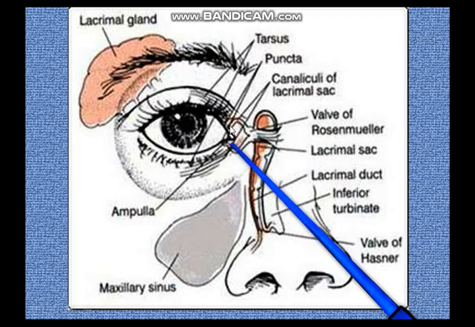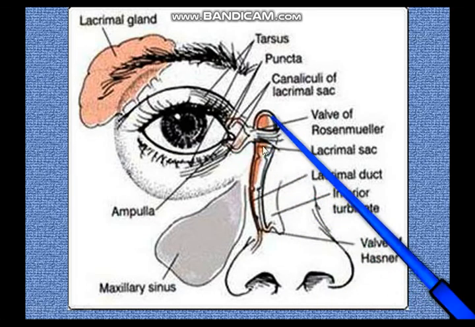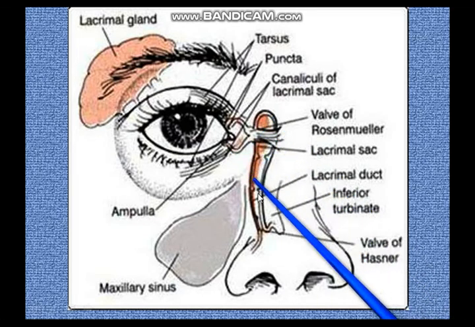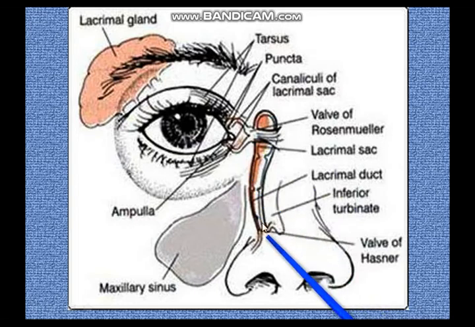When the tears are finally collected by the lacrimal sac, they are drained down into the nasolacrimal duct, and this nasolacrimal duct opens into the inferior meatus of the nose.